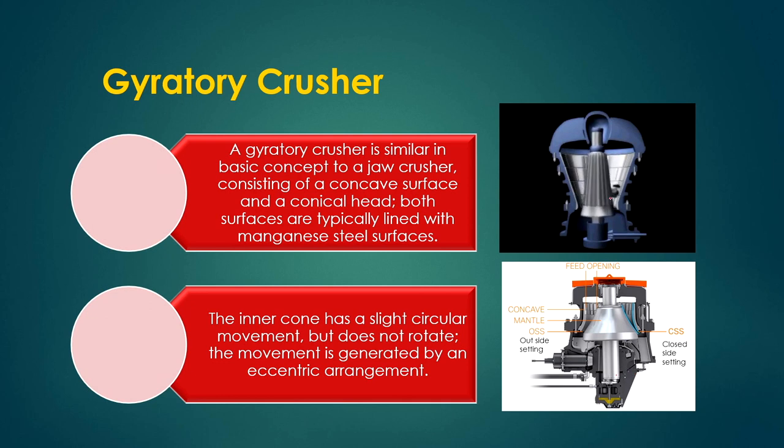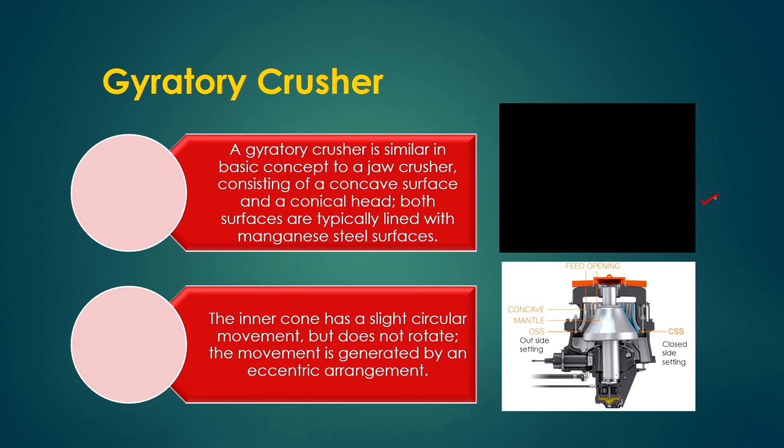Here you will see an animation of how this gyratory crusher works. In this case the basic function is the same as that of the jaw crusher. The only thing is that there will be compression of the surface against the solid material, and the geometrical shape will be conical.